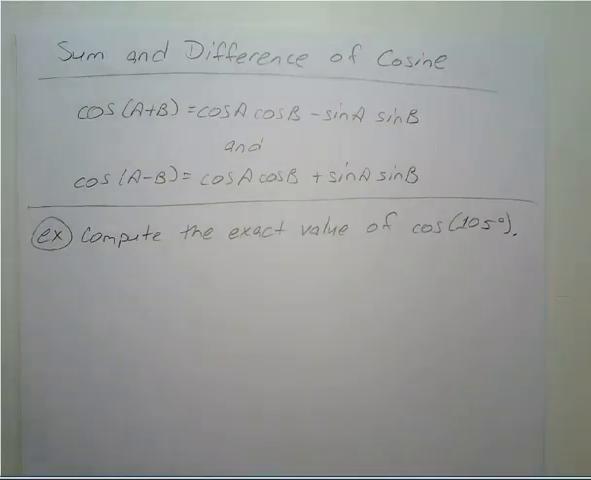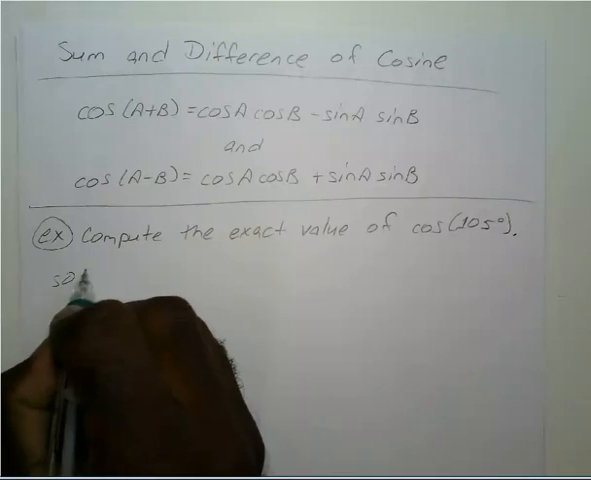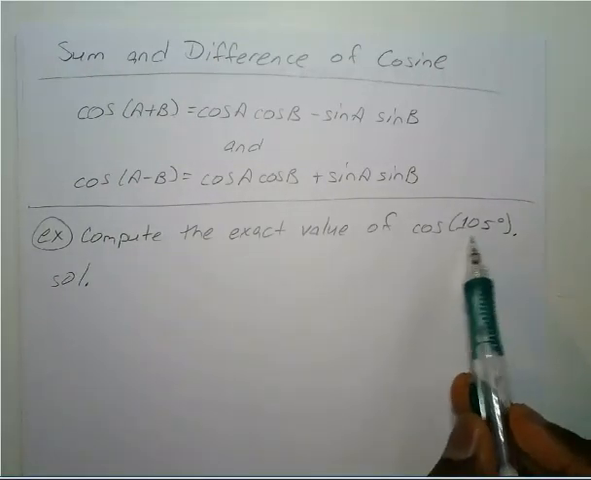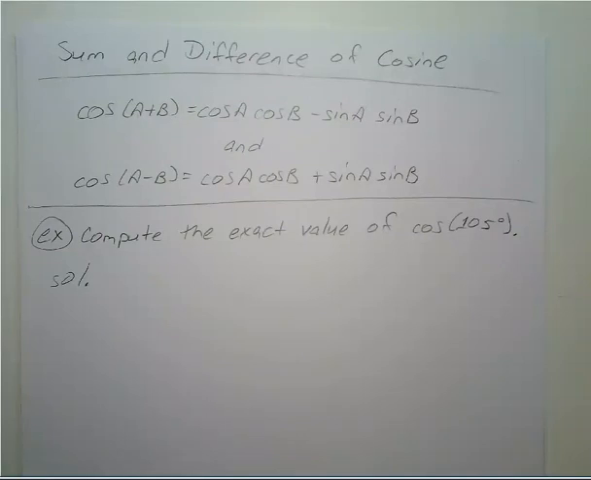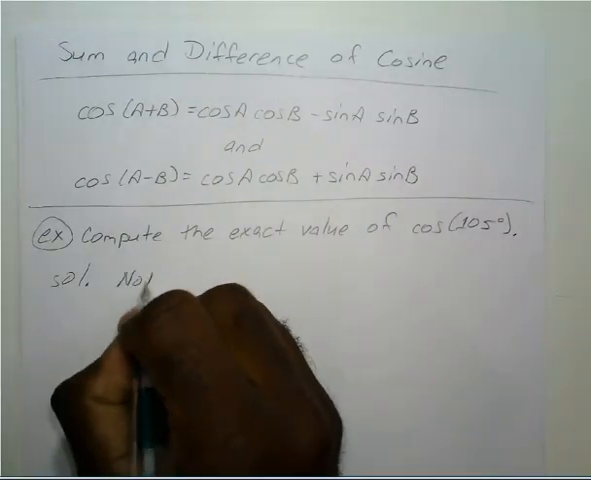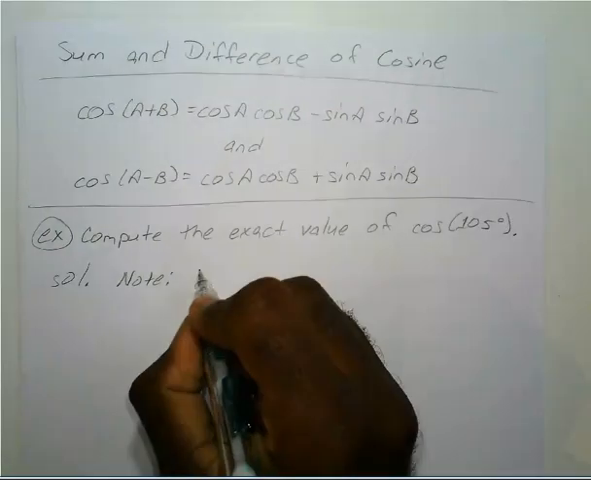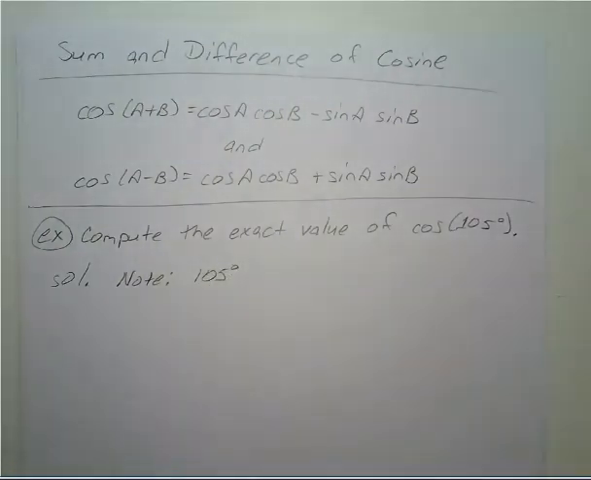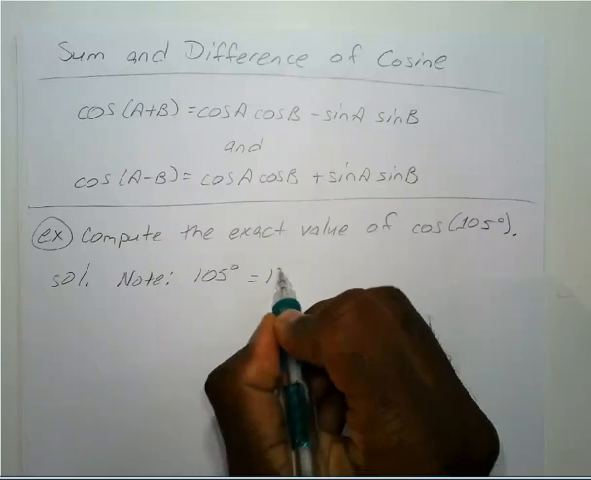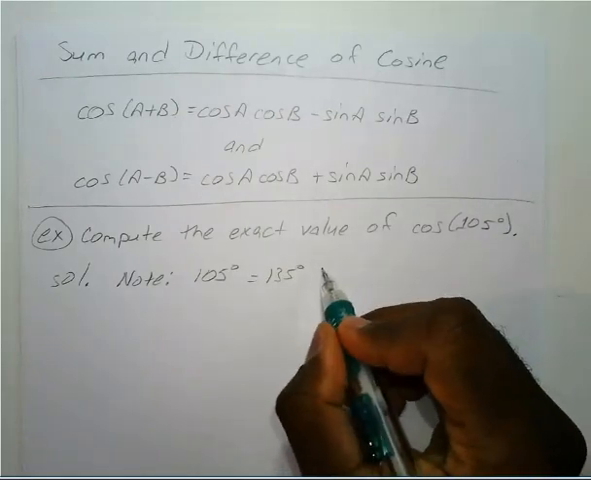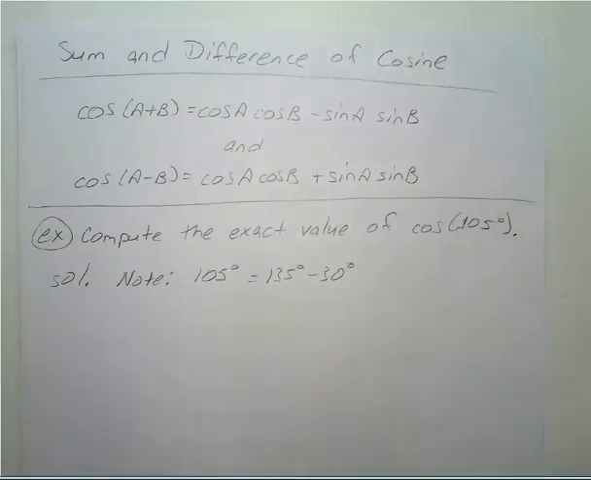For our first example, we're going to compute the exact value of cosine of 105 degrees. First, we're going to take that 105 and make it something a little more familiar on the unit circle. 105 degrees is equal to 135 degrees minus 30 degrees.